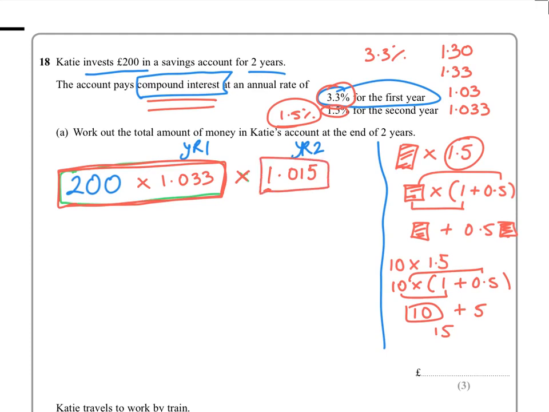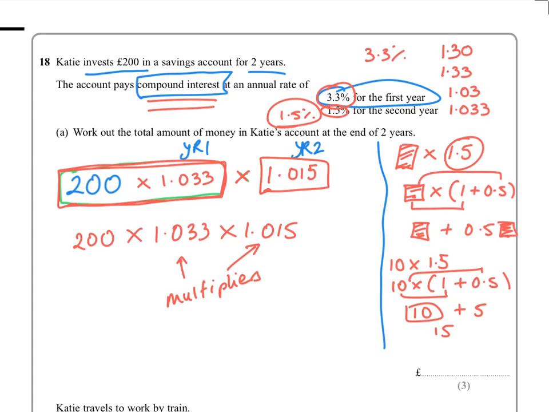So your final amount would be 200 times 1.033 times 1.015, and these are called multipliers. Okay, it's a quick way of adding money together in terms of compound interest. So I'm going to work this out on my calculator now, and my calculator says 209.699. So to the nearest penny, I would say £209.70, and that would be to the nearest penny. Okay, so that would be my answer.